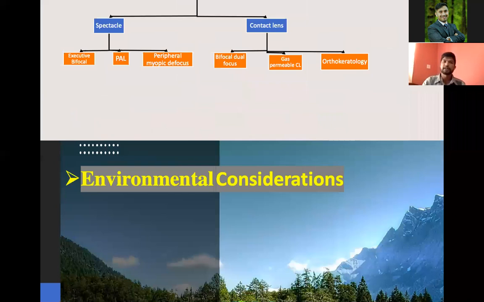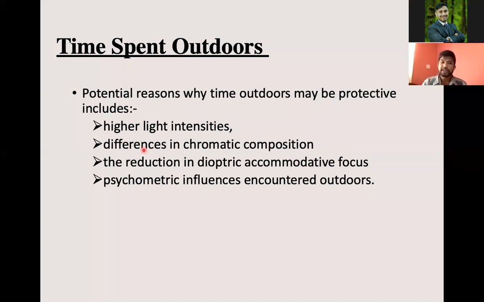Environmental consideration: time spent outdoors. Why is time spent outdoors a very important factor for controlling myopia progression? Let's discuss, okay? It is not a concrete finding, but some researchers have suggested that potential reasons why time outdoors may be protective include the higher light intensities outside, the different chromatic composition of outdoor light, and the reduction in dioptric accommodative focus.